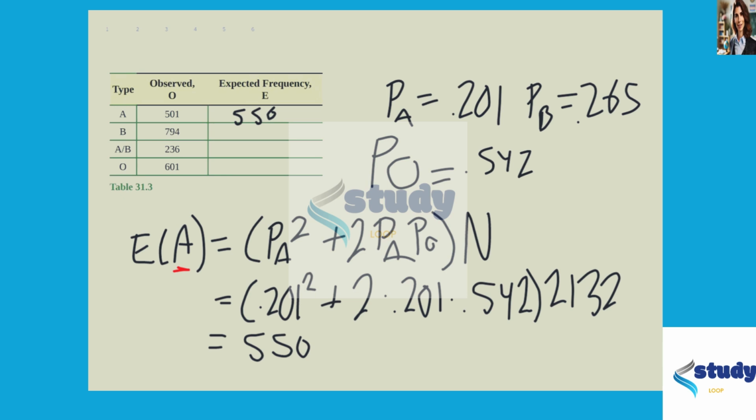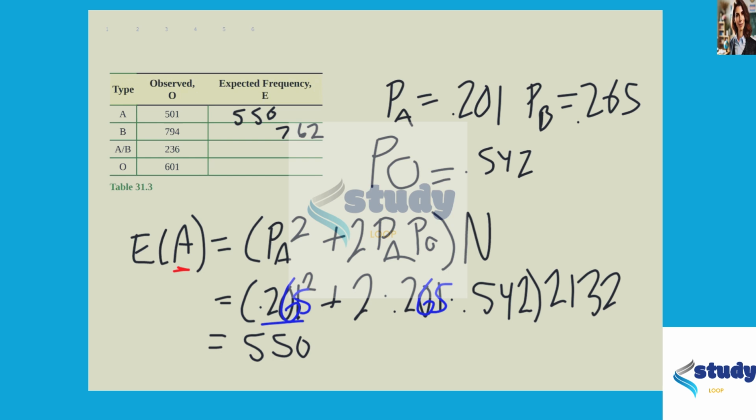Now part B is done the exact same way, except everywhere you see 0.201, we would write 0.265, and the same with here, 0.265, and then the resulting number is going to be 762.